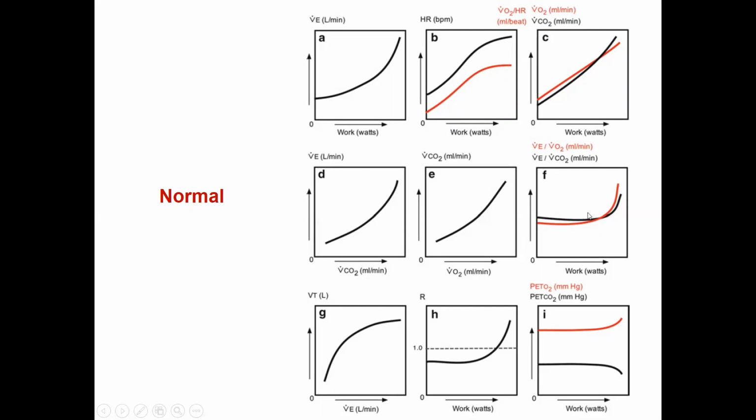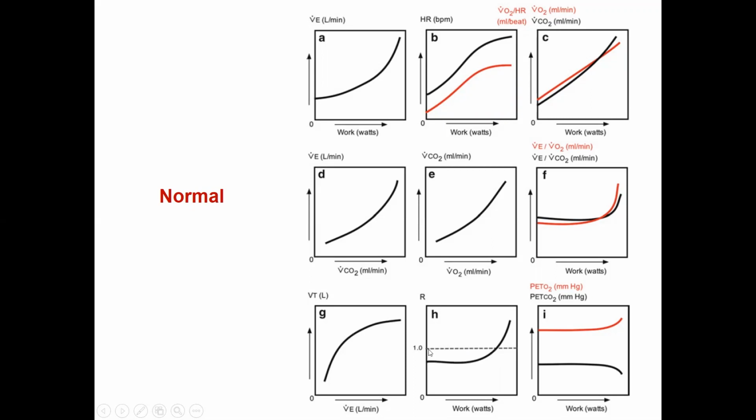So VE/VCO2 increases and VE/VO2 increases in normal people at ventilatory threshold. The tidal volume increases steadily and then plateaus at around 60% of the exercise. Beyond that it is just respiratory rate that is increasing your minute ventilation. So that is the tidal volume relationship. This is your RER.